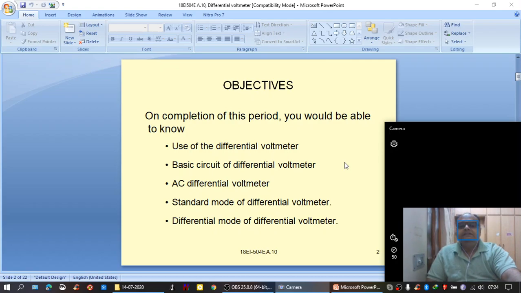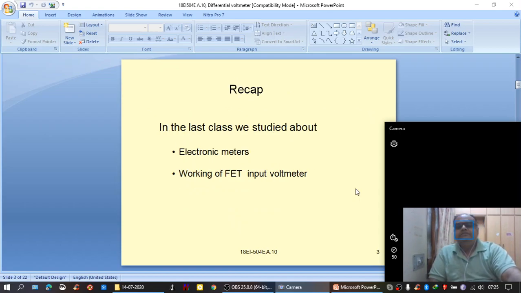Then what is AC differential voltmeter, and what is the standard mode of differential voltmeter and differential mode of differential voltmeter. But before we proceed to this topic, let us try to recollect what we have studied in the last class. In the last class, we studied about electronic measuring instruments and working of FET input voltmeter.